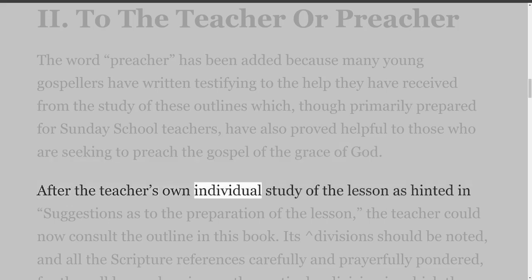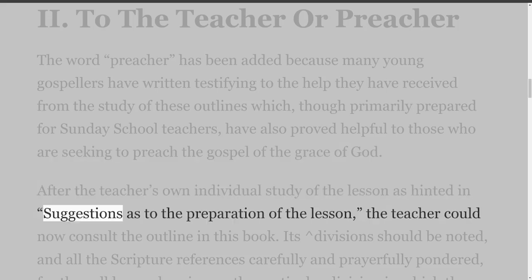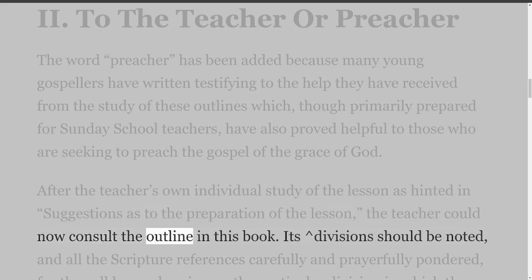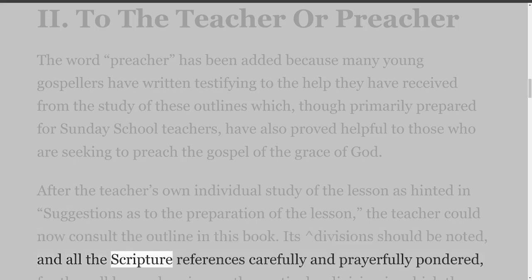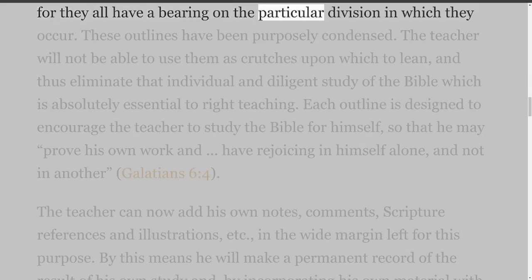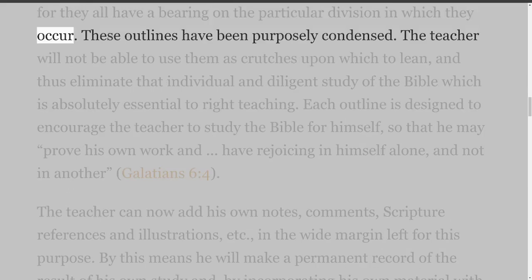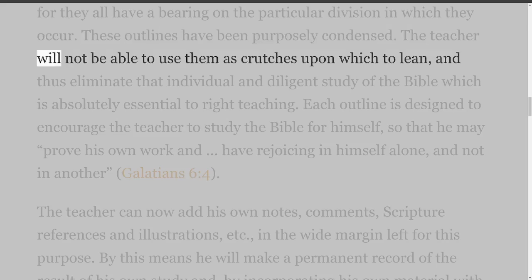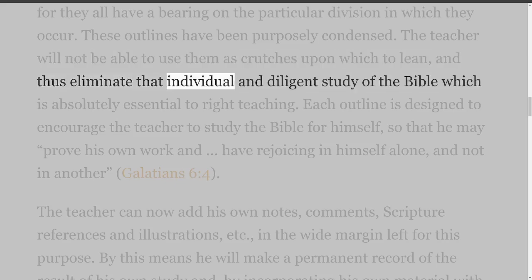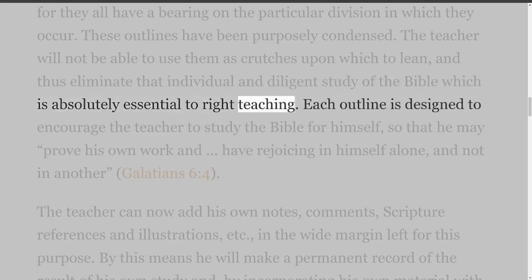After the teacher's own individual study of the lesson as hinted in suggestions as to the preparation of the lesson, the teacher could now consult the outline in this book. Its character division should be noted, and all the scripture references carefully and prayerfully pondered, for they all have a bearing on the particular division in which they occur. These outlines have been purposely condensed. The teacher will not be able to use them as crutches upon which to lean, and thus eliminate that individual and diligent study of the Bible which is absolutely essential to right teaching.